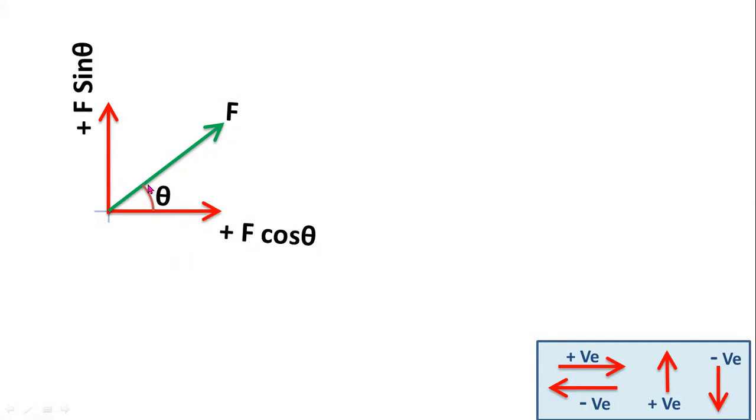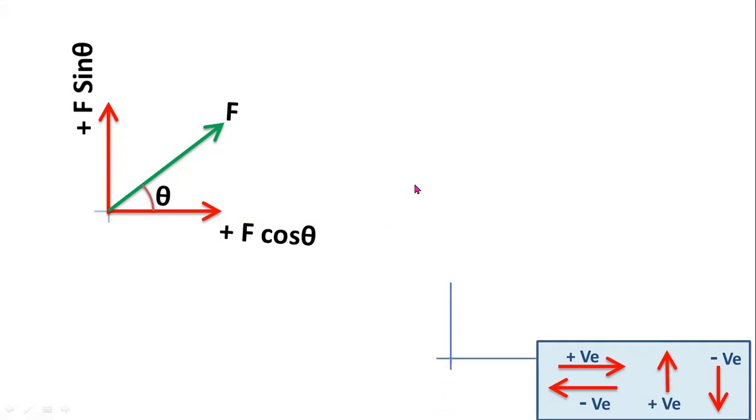Here this is the angle. This force is adjacent to the angle and this force is opposite to the angle. So for adjacent sides, we have to consider cos theta. For opposite sides, we have to consider sine theta. From these sign conventions, this force is acting towards right, so we have to consider positive sign, and this force is acting upward, so you have to consider positive sign. F sine theta for the opposite side, and for the adjacent side, F cos theta.